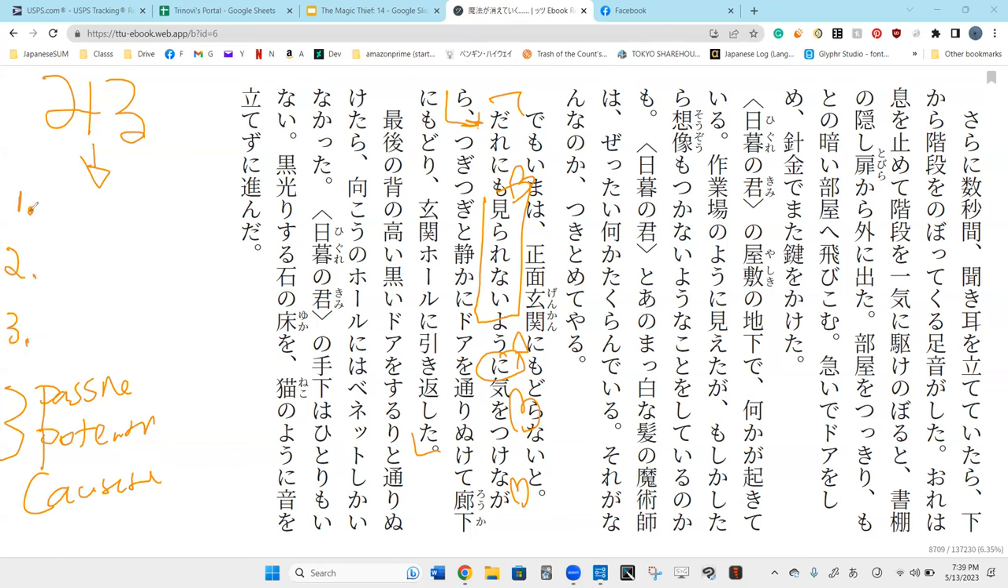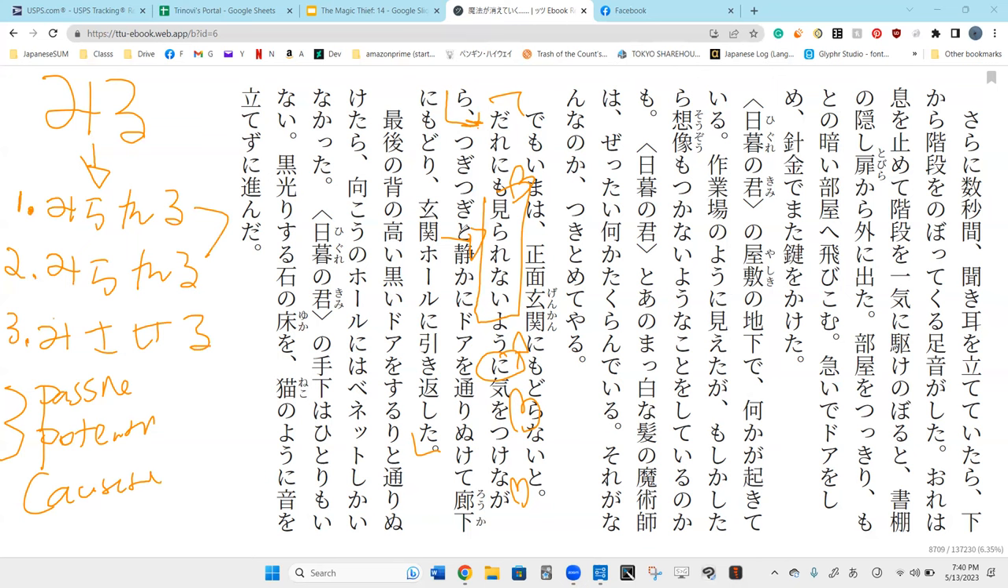So 見る is the base form. Passive is 見られる. Then potential form is 見られる. Unfortunately, it is also られる, right? Yeah, you're correct. Then the causative form is 見させる. You're right. Saseru. So right here we have mirarenai.